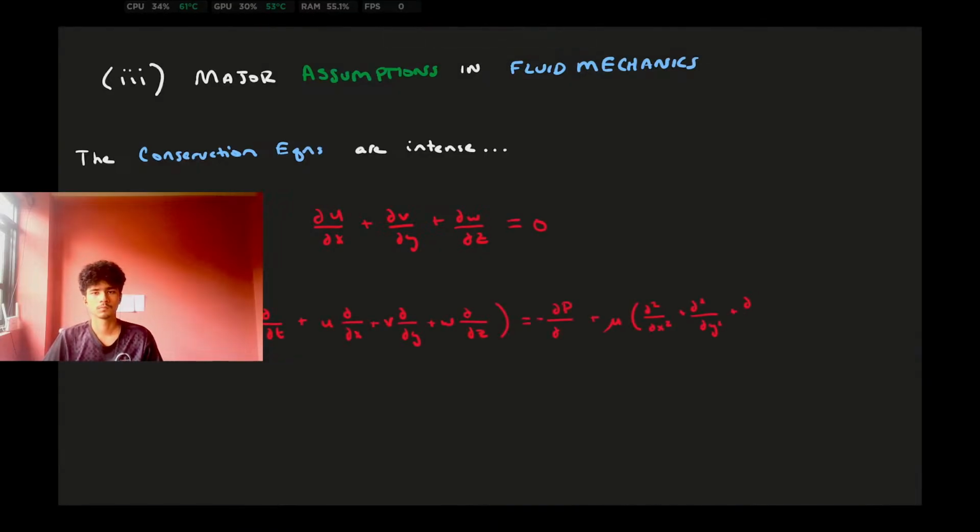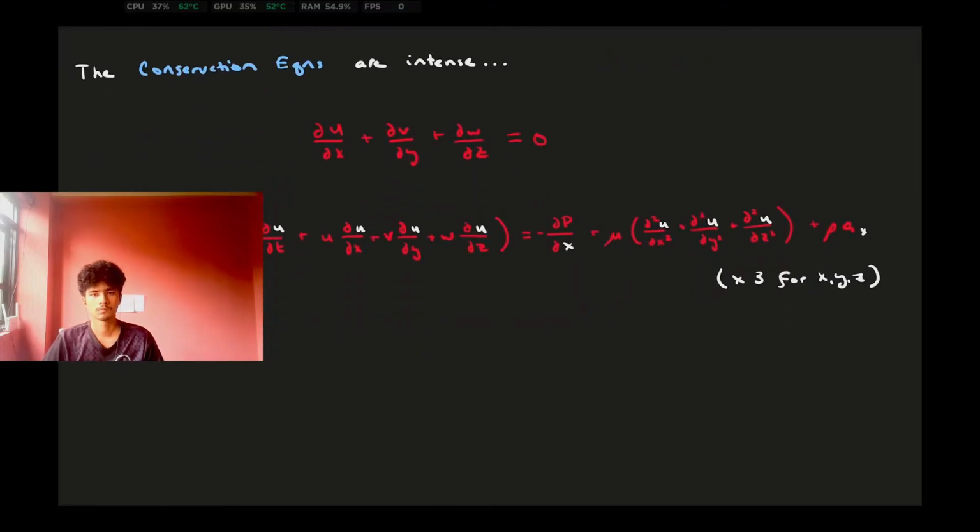These make up 4 equations total, 1 for conservation of mass and 3 for conservation of momentum, and there are technically 4 unknowns that we can solve for, specifically the velocity field, u, v, and w, and the pressure.